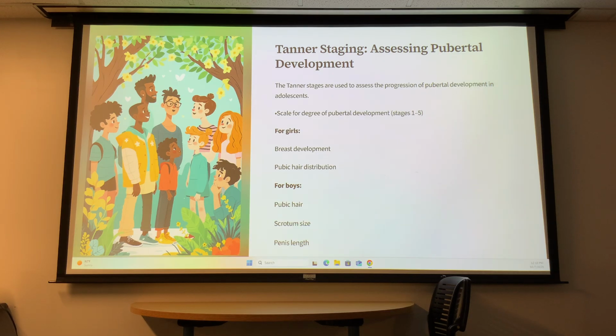Oh, hi, Tanner. So stages 1 through 5. For girls, we're looking at breast development and pubic hair distribution. For boys, same thing, but looking at scrotum size and penis length. So hair for both of them, and then gender specific things.